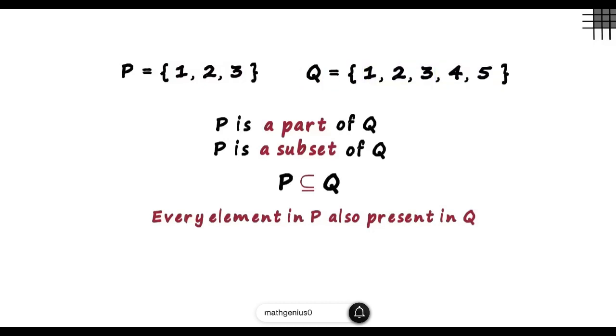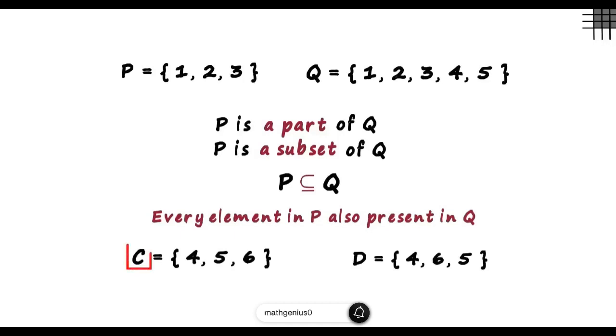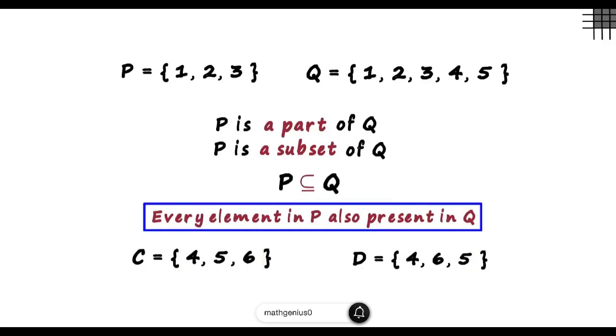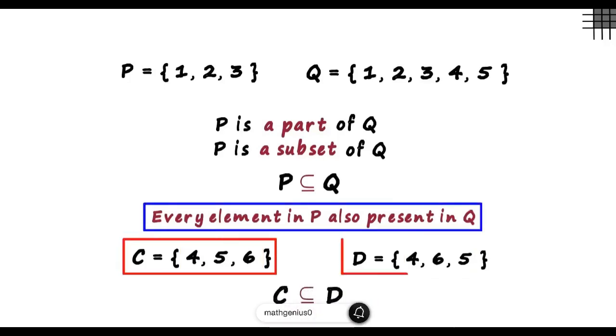But this statement raises a new query. Look at sets C and D. Set C has 4, 5 and 6 as its elements, and set D has 4, 6 and 5 as its elements. Both the sets have the same elements, which makes them equal. But every element in set C is also present in set D. Based on the definition, we can say that set C is a subset of set D.